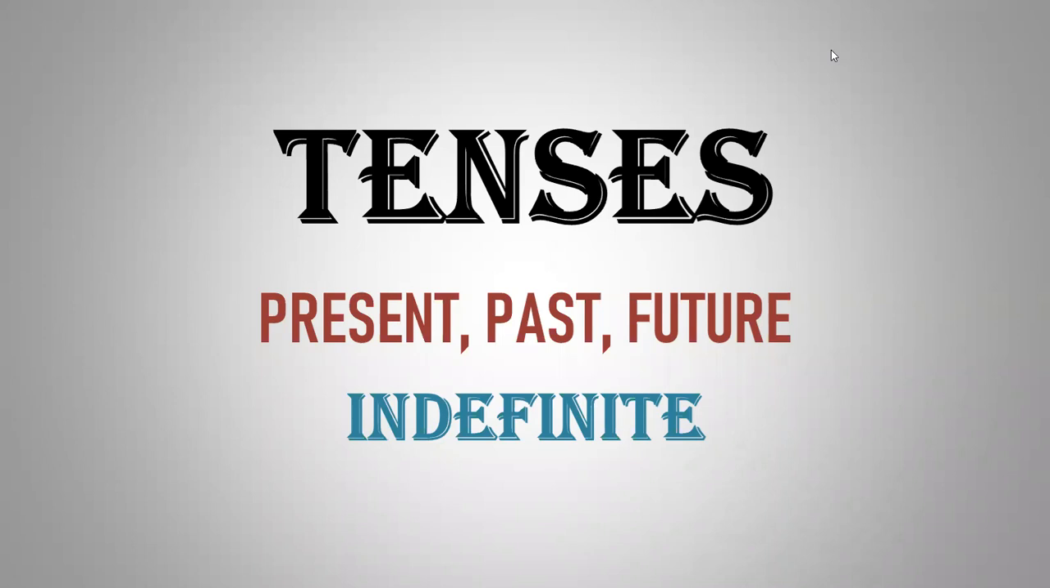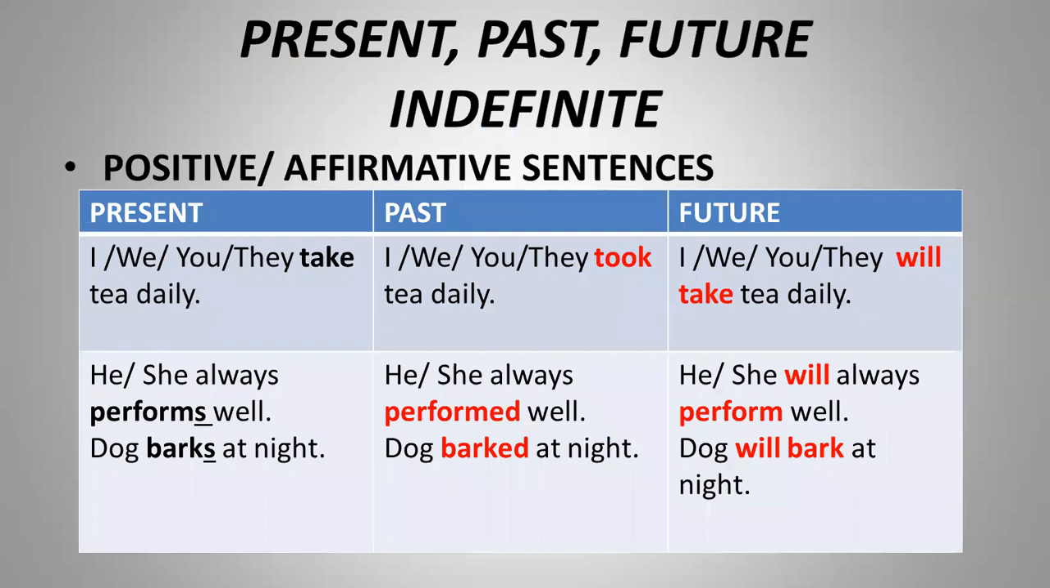Tenses are further divided into three main categories, which are present, past, and future. And these three categories are further divided into four types, which are indefinite, continuous, perfect, and perfect continuous. In this present video, we will limit ourselves to indefinite. Indefinite is used to show habitual actions or facts.